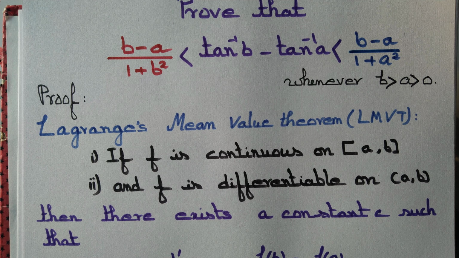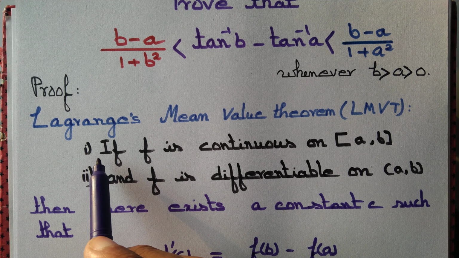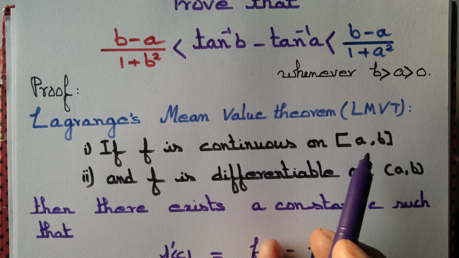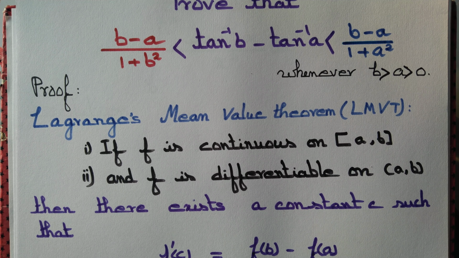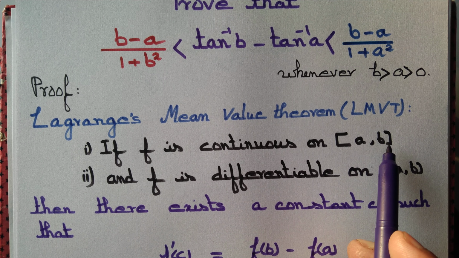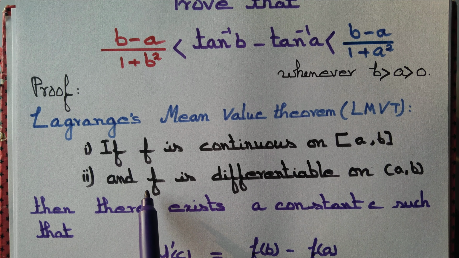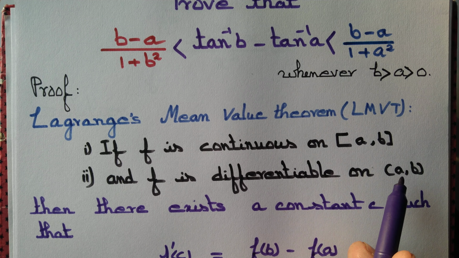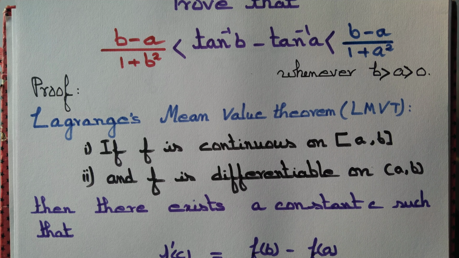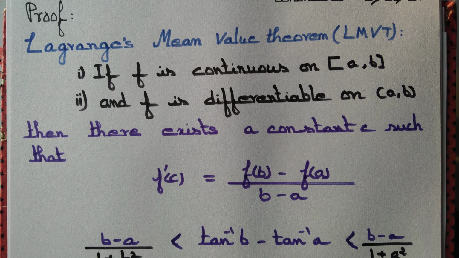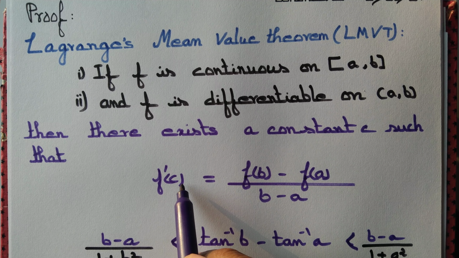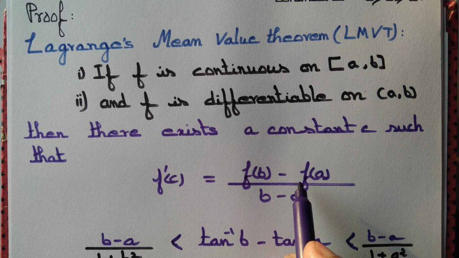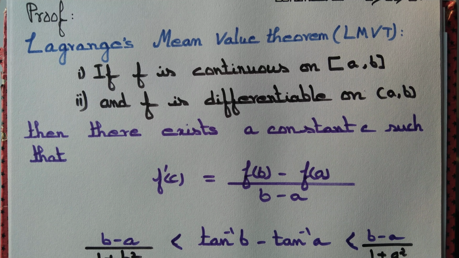What does Lagrange mean value theorem say? If f is continuous on the closed interval a comma b, so we need to produce a continuous function in the closed interval a comma b, and f is differentiable on the open interval a comma b, then there exists a constant c such that f dash c equals (f of b minus f of a) divided by (b minus a).